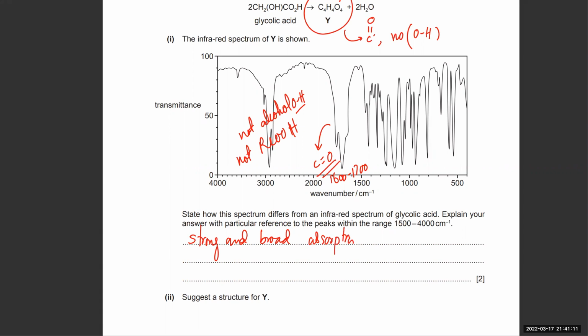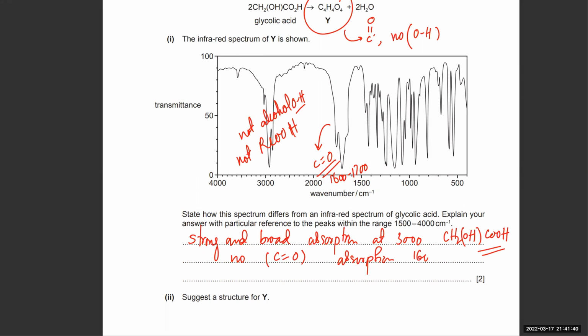That is for glycolic acid, the one that's given above, CH2OH and COOH. Why? Because it's got a carboxylic acid OH. Plus, it's not going to have any carbonyl C=O bond. So no carbonyl C=O absorption, since it doesn't have it.